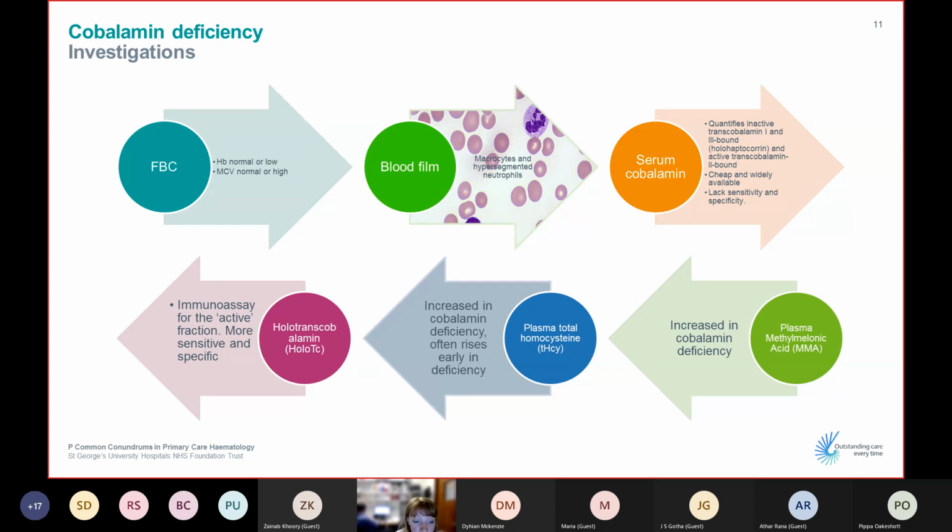Now, holotranscobalamin assays are also available. They're an immunoassay for the active fraction of B12. They're very sensitive and specific, but not widely available.